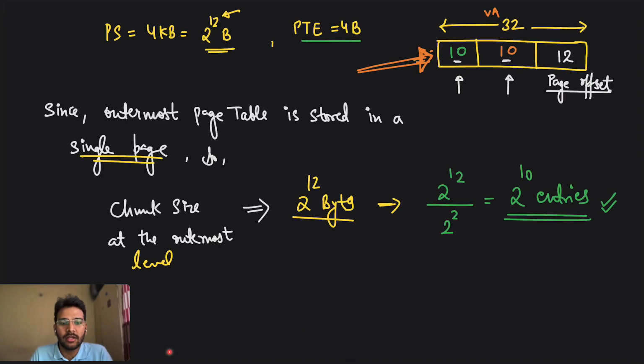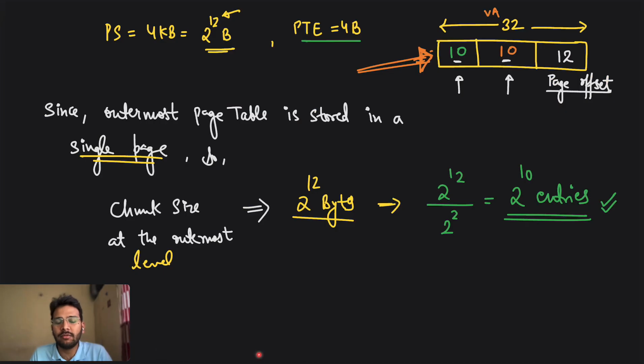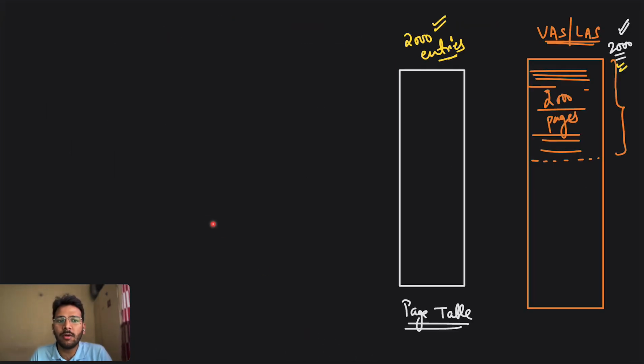Now here it is saying in the question that we have to find the minimum and the maximum number of chunks across the two levels of the page table. So first, let's talk about how we can find the minimum.